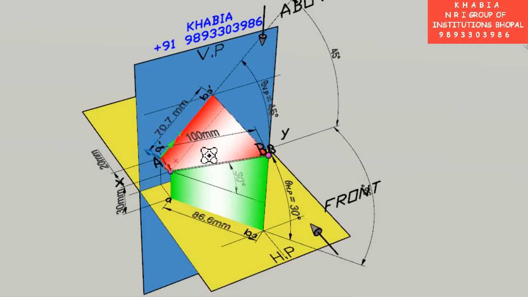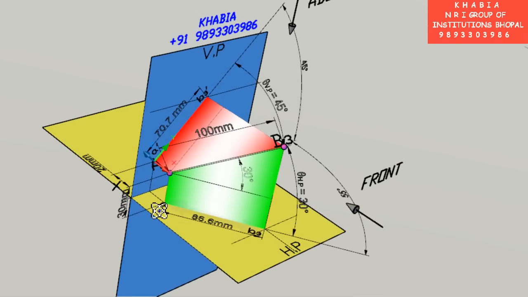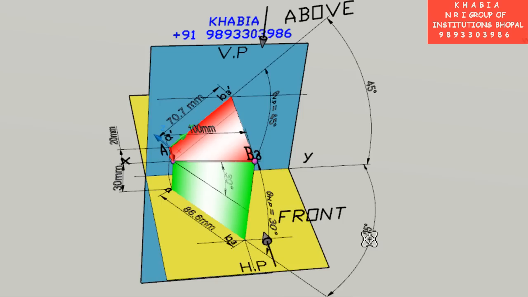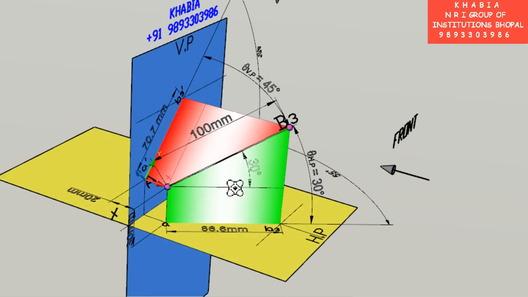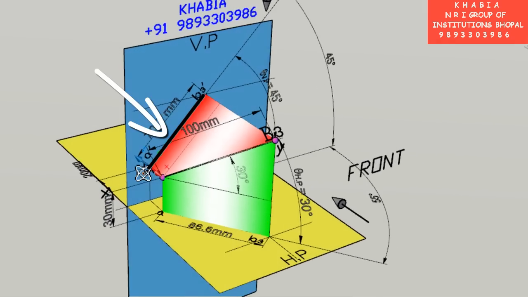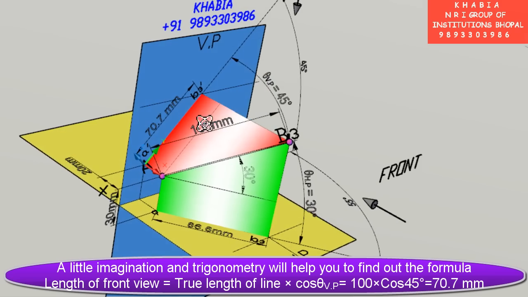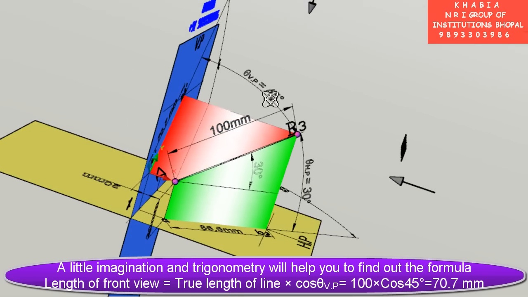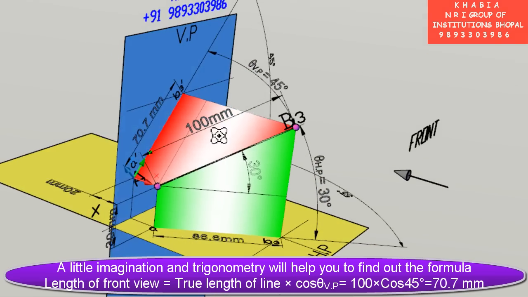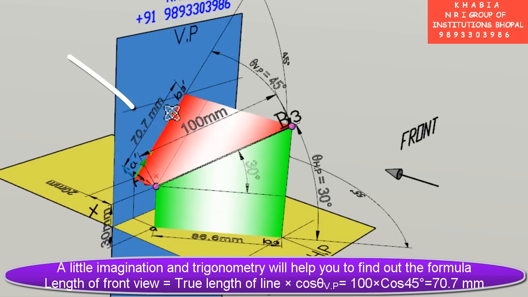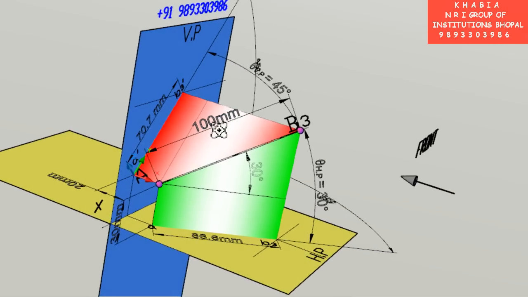In this model, you can clearly see that inclination of line with VP is 45 degrees, whereas the inclination of top view of line with reference line is 55 degrees as measured by AutoCAD. One more thing that I would like you to notice is that length of front view of this line inclined to both the planes, capital A, capital B3, is less than the true length because this line is inclined to VP at an angle of 45 degrees. In fact, in the model, you can see that true length of line is 100 mm, whereas length of front view of line a dash b3 dash is just 70.7 mm as measured by AutoCAD.